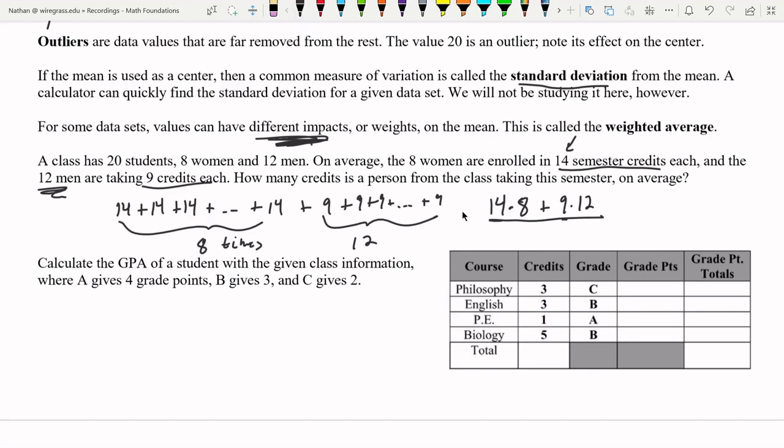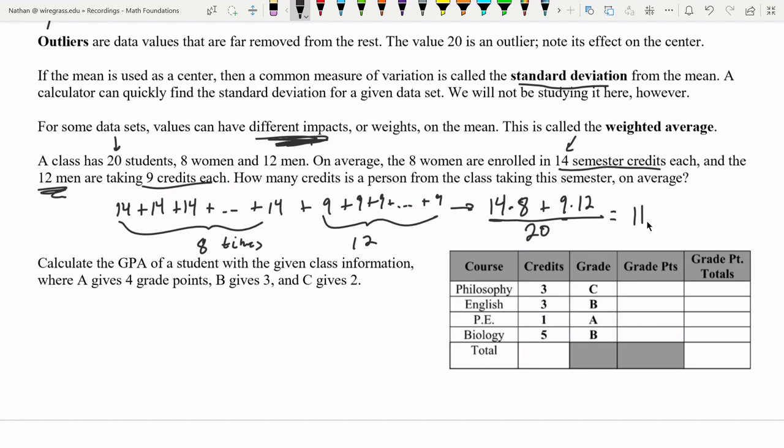Let's make this not equal anymore. We're going to divide this by how many students there are in the class. That's how you find the average, right? You add up how many students in total. And there were, of course, a total of 20 students when I added up here. There are 20 students in the class. So I need to divide this by 20, and I'm getting 11. So on average, each student is taking 11 semester credits, and that is weighed more heavily towards the women because they're taking more credits.